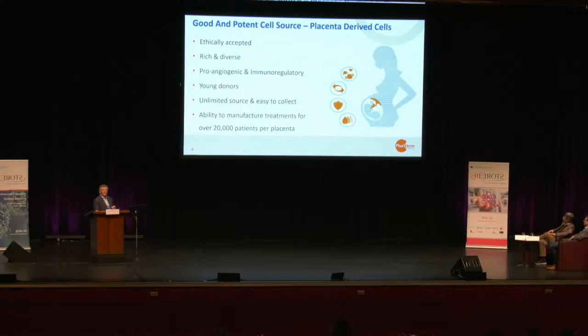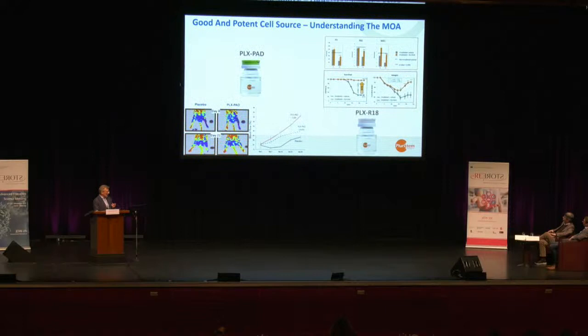And from one placenta, we can produce 20,000 treatments, each of which contains 300 million cells, which is a large amount of cells. So we started with the raw material, and then we looked for different products. We took the same placenta, and we developed 2 products. Both of them are in clinic.